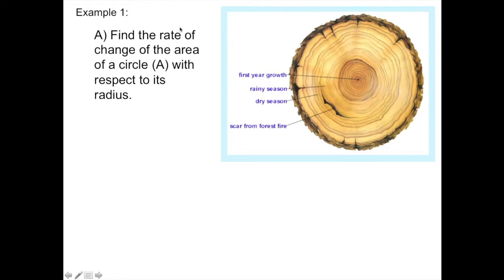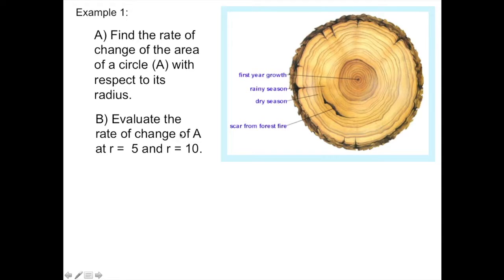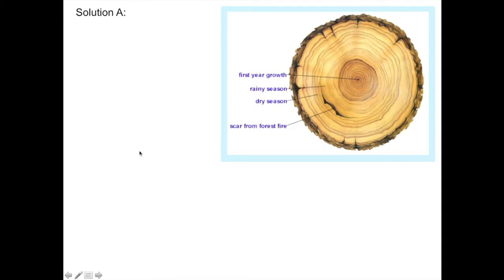We're going to explain how that happens using this example. We're going to find the rate of change of the area of the tree with respect to its radius. In other words, how much is the area changing out here when the radius is big, and how much is the area changing in here when the radius is small. Then we're going to find exactly a numeric value for that. So we need a rate of change, which means we need a derivative.